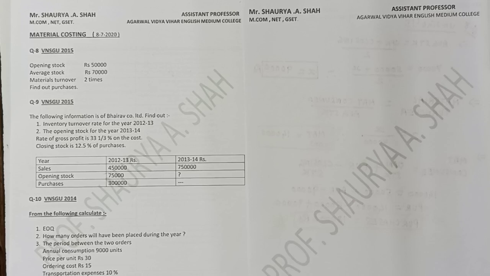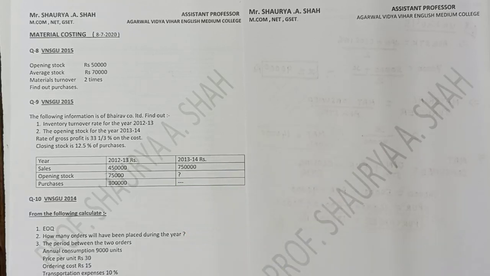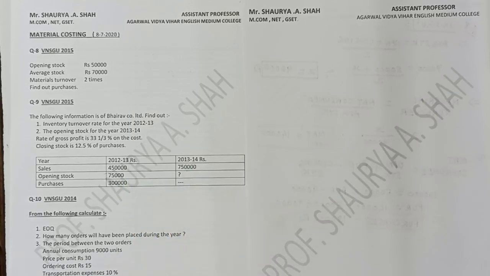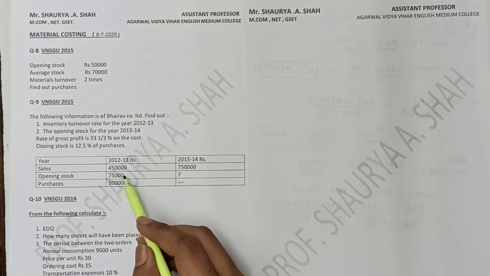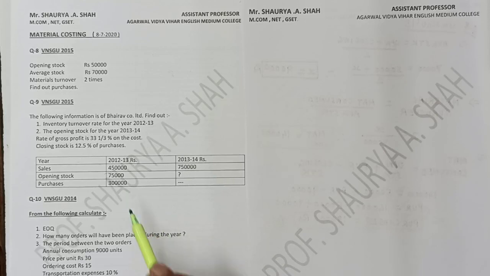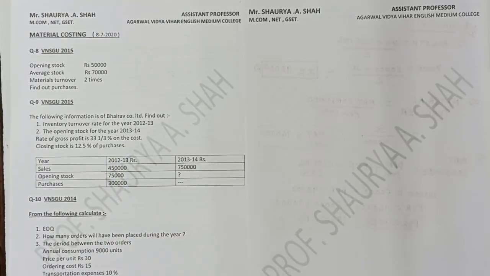Whatever we have solved till now, they have given you 2 years information, that is 2012-13, 2013-14, right? So in this 2 years information, sales is given 4,50,000 and 750. Okay. Opening stock of 2012-13 is given and opening stock is missing, that you need to find out, right? That they have asked here. Purchases is given for 1 year, second year purchases is not given, and rate of gross profit is 33 1/3% on cost, right? So 33 1/3% on cost, we will see what is the use of it.